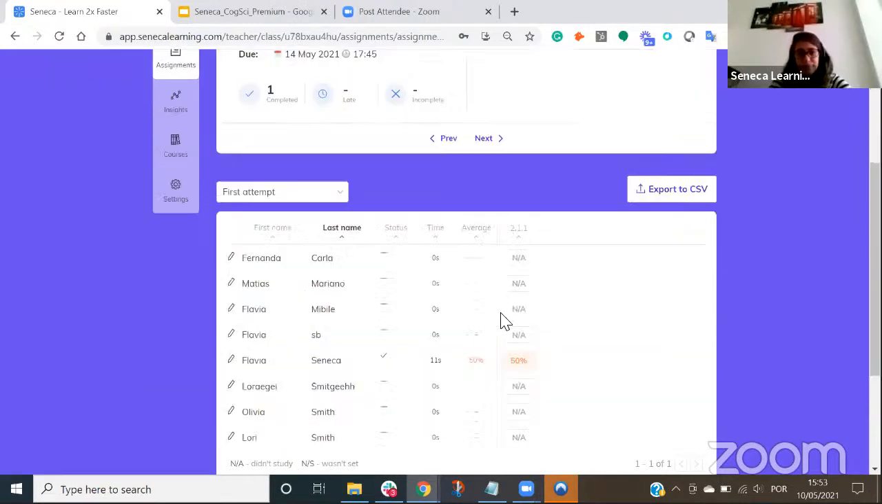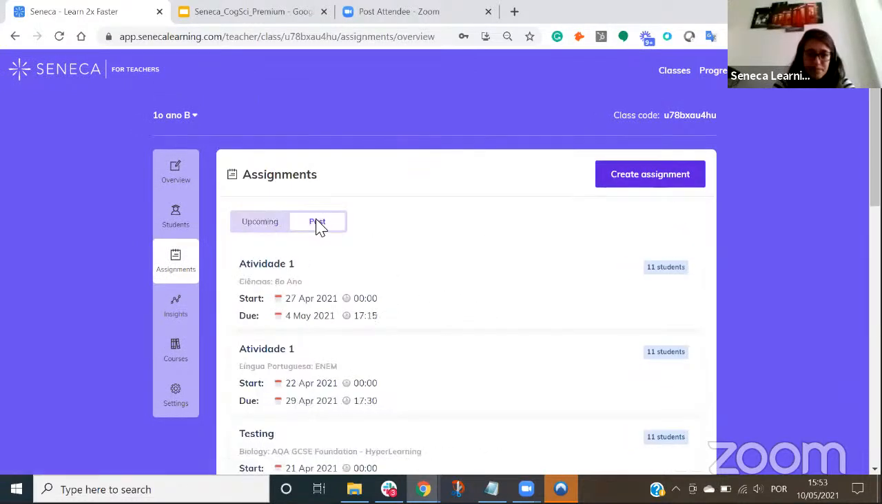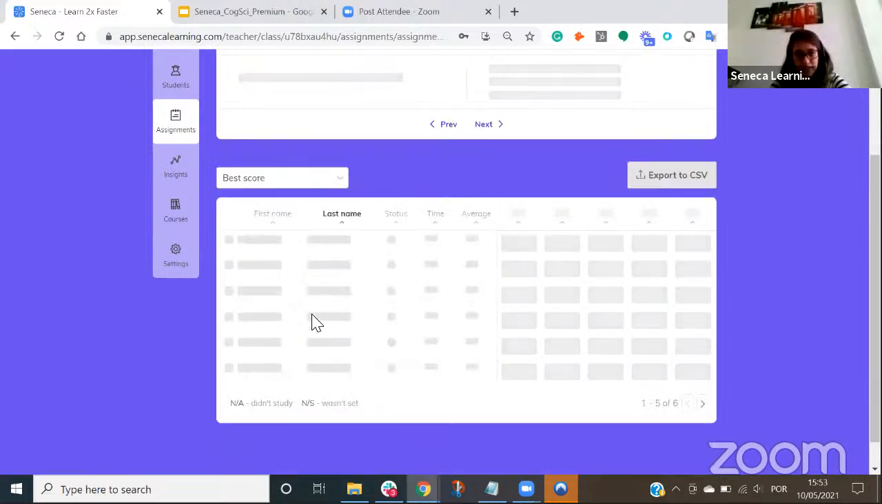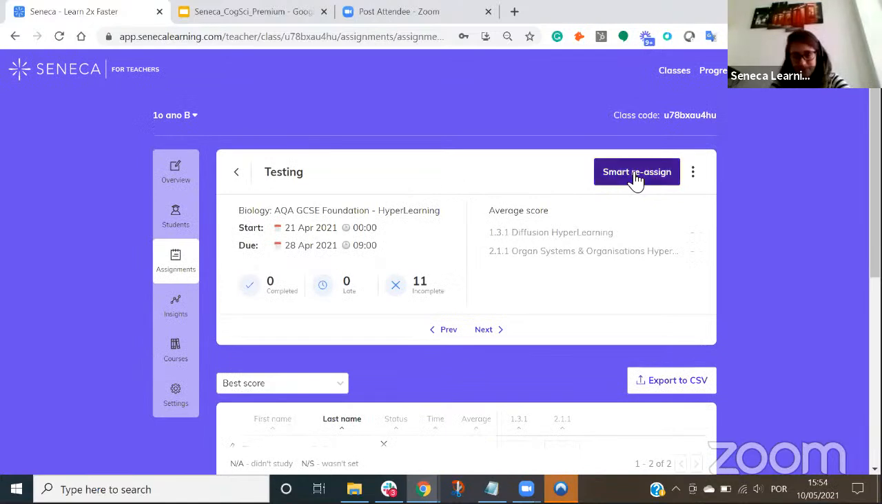And there's something pretty cool here, which is our smart reassign. We got some funding from Nesta, which is an organization that invests in educational technology, and we created the smart reassign mode. If you take an assignment that's already passed, so this one was due on the 28th of April, and I click here, then I have the option to smart reassign.